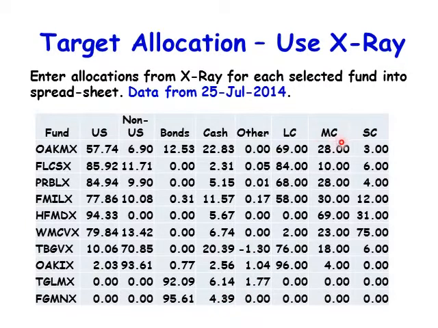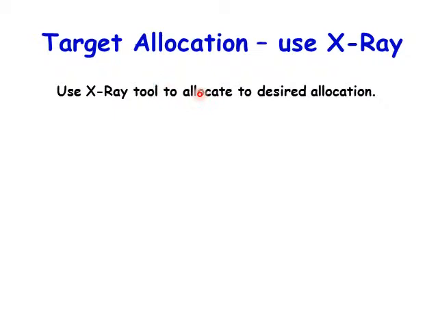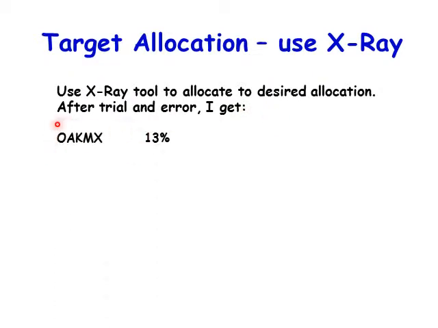So with this table and the table on the previous slide, we should be able to put together and allocate our funds to generate a desired allocation. Okay, we will use the X-ray tool here to generate a target allocation. So use the X-ray tool to allocate to the desired allocation, and after trial and error I get this.